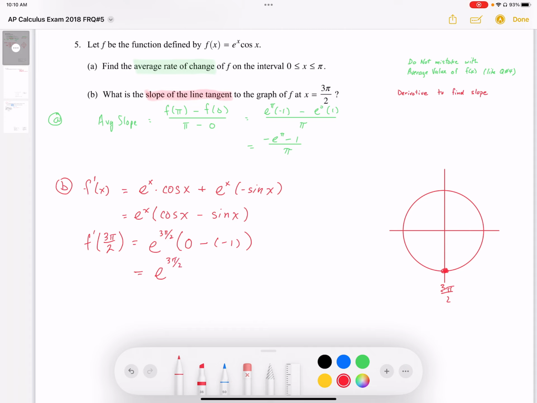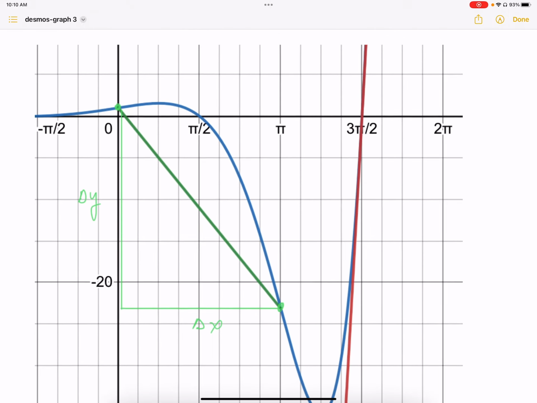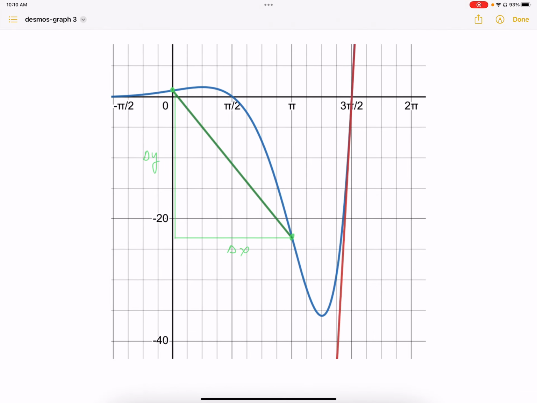Okay, so that represents the slope of the tangent line at that point. Again, if I take a look at this graph, the red line represents the tangent line, and that slope value is e to the 3 pi over 2.